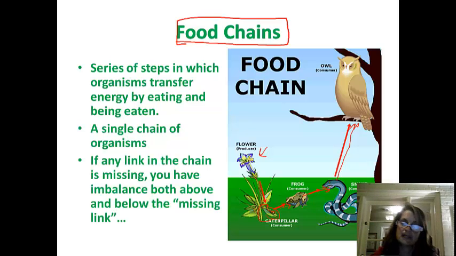And a food chain is pretty simplistic. You're just looking at one chain of organisms as the food and energy go from one to the next.